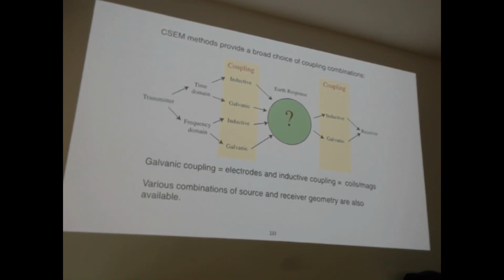So the reason CSEM methods get complicated is you can have a transmitter that's in the time or frequency domain. It can be inductive or galvanic, and then you have the earth response, and then you can measure the received signal with inductive or galvanic methods. There are dozens and dozens of different proprietary controlled source systems available, but the physics is all the same.